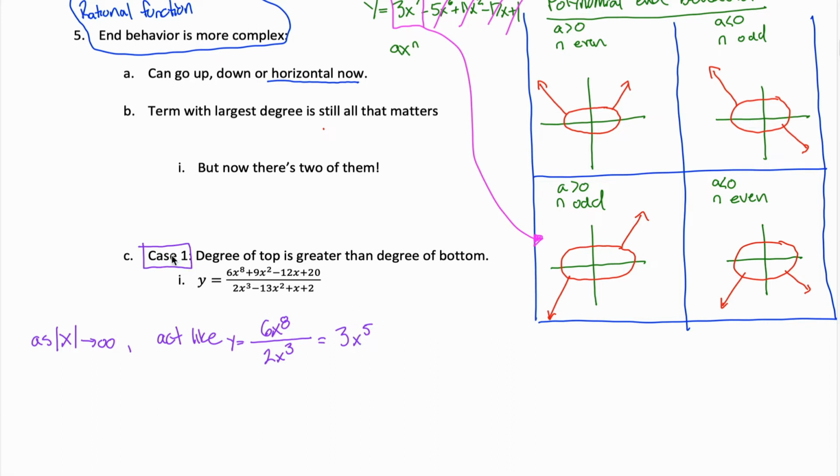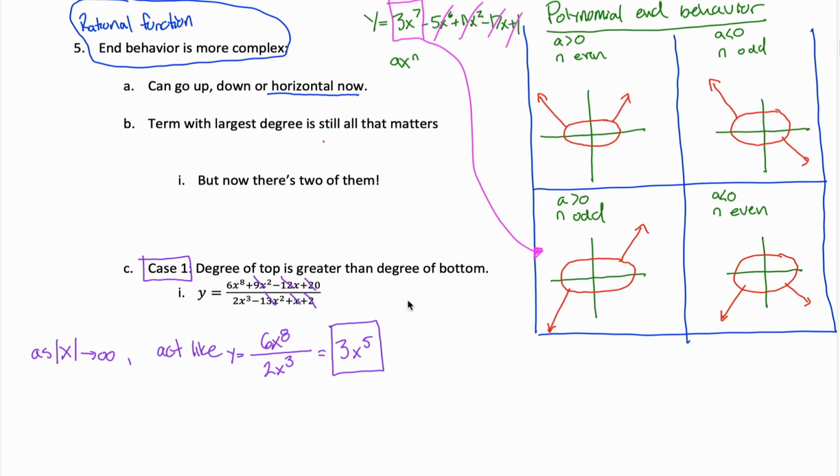Anyways, the point is in case 1, we ignore everything except for the 2 terms that have greatest degree in the numerator and in the denominator. And then we're going to divide those 2 terms. And because the degree of the top was greater than the degree of the bottom, when we divide those 2 terms, we'll be left with a monomial. Some number times x raised up to some positive integer power.